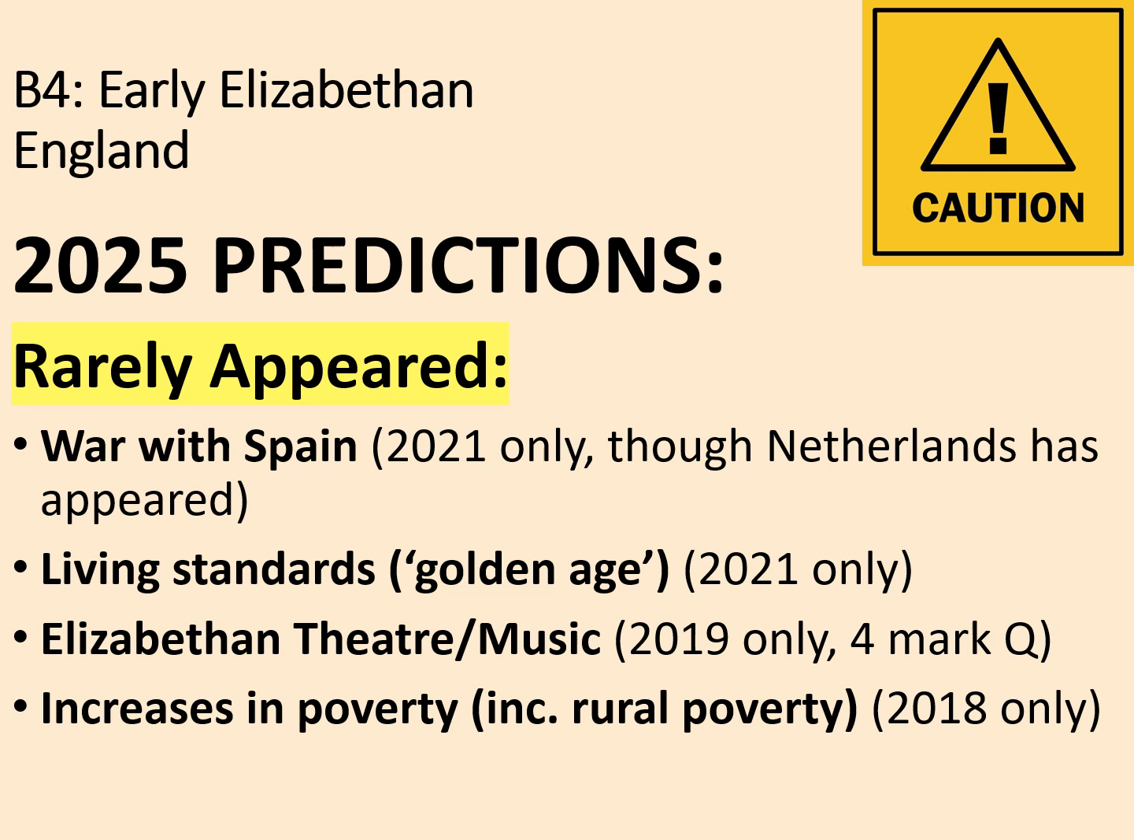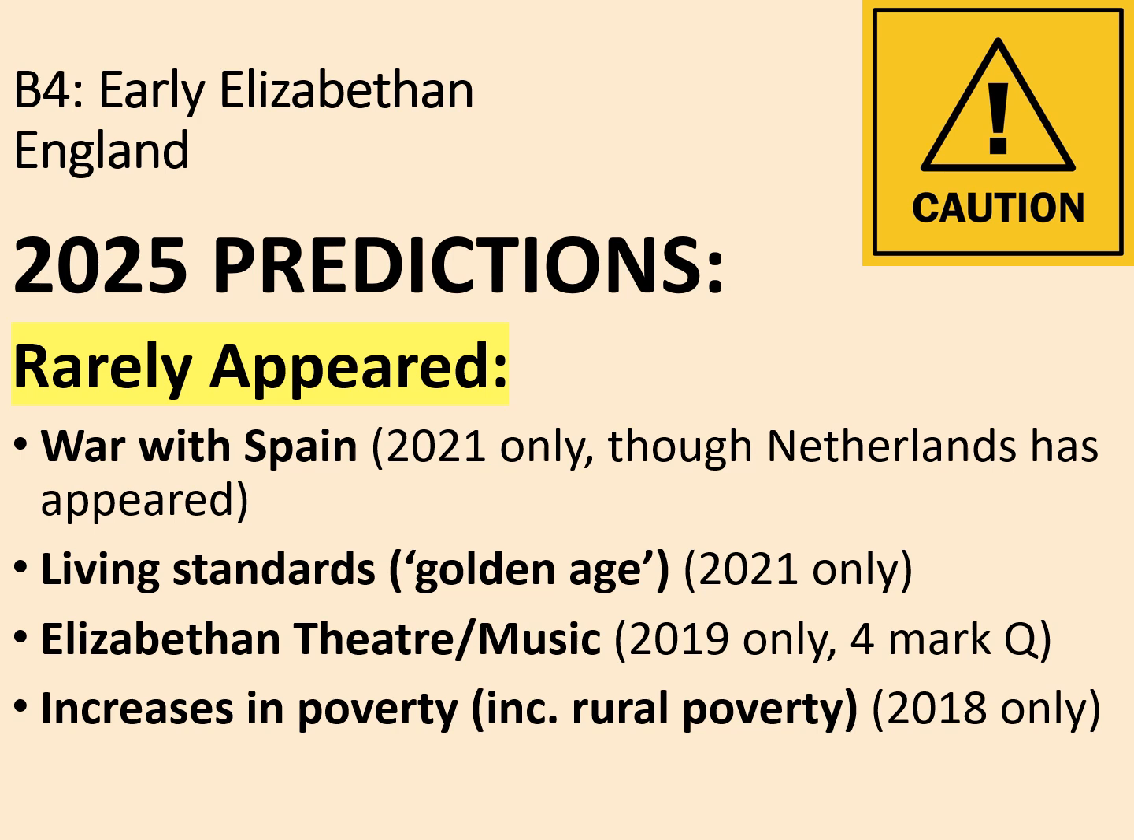So that one might be worth looking at as well, looking at the reasons for rural poverty, sheep farming, enclosure, that sort of stuff. It can be a little bit dry, so that's the sort of thing that you're likely to forget in class. I've got a rapid revision video on it though, so do some revision from that. Okay, that's the end of my predictions for Elizabethan England. Hopefully, I'll have got some of them right.